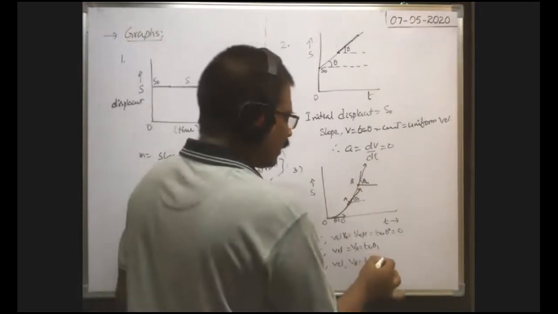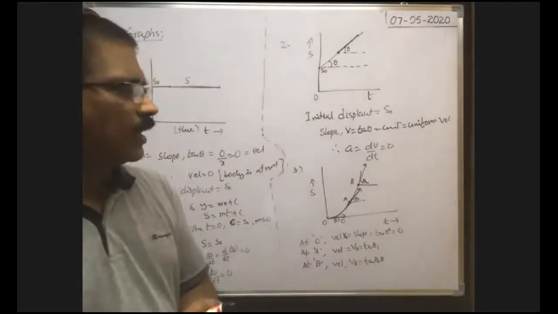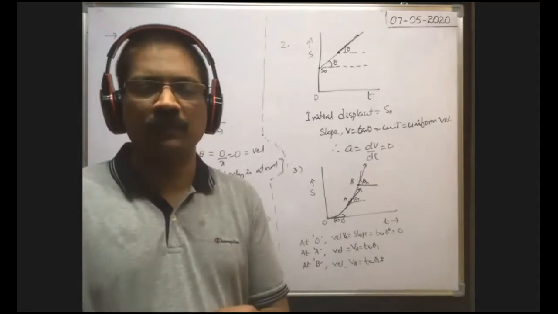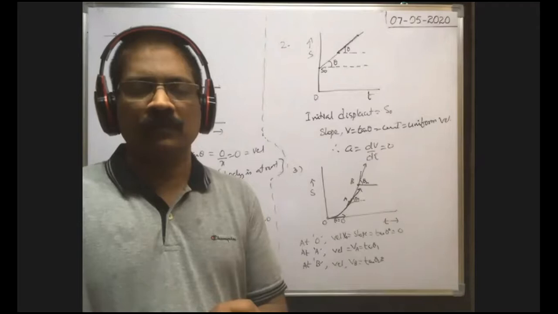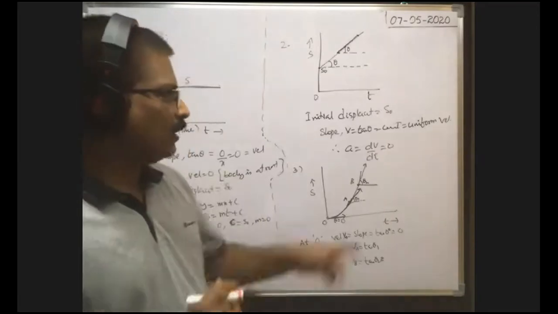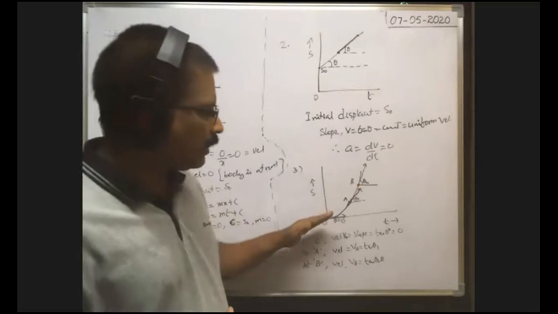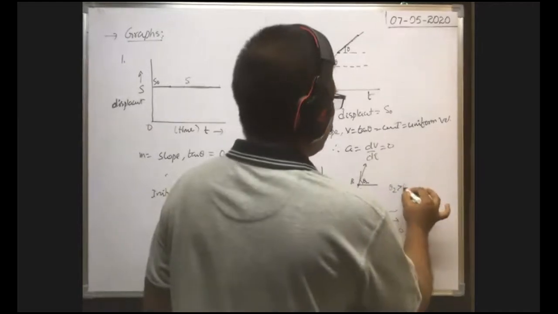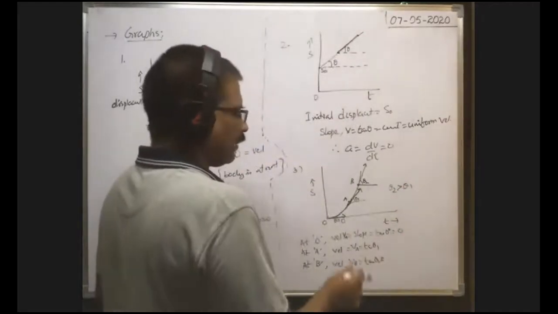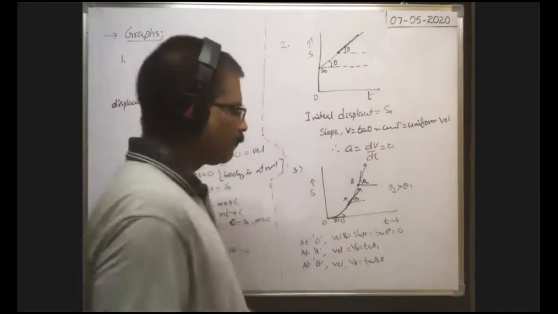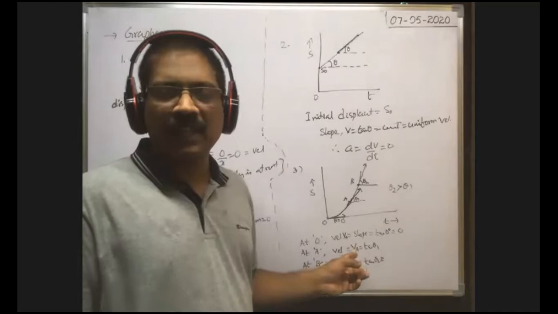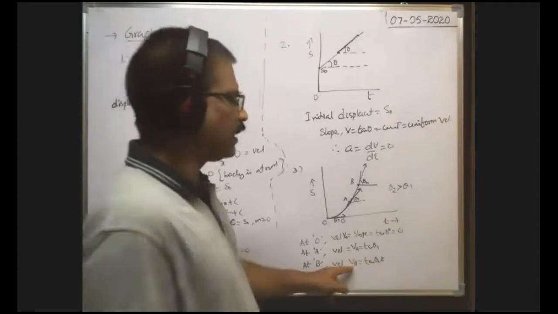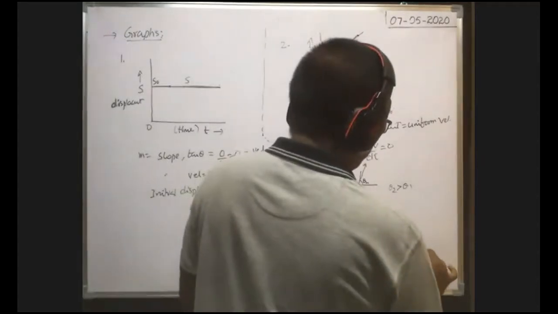Now from the diagram you say, is theta1 more or theta2 more? Theta2 is more. Very clear from the diagram. Whenever we are moving like this, the slope gradually increases. That's why theta2 is greater than theta1. When theta2 is greater than theta1, is the velocity at A more or the velocity at B more? As slope is more here, VB is greater than VA.